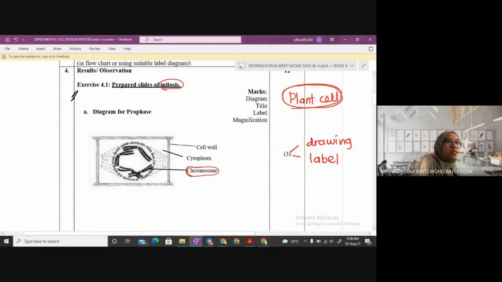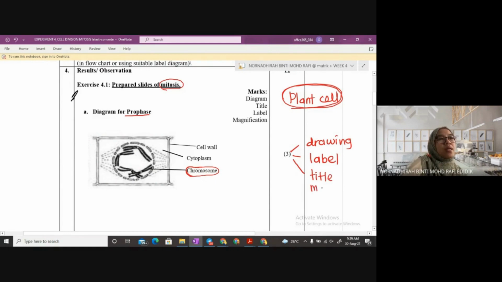Macam mana awak nak tahu the behavior of the chromosome? This is prophase. Awak boleh refer dalam buku SPM, saya tak ada masalah. Awak kalau nak lukis based on your tutorial book, lagi saya suka. Tutorial book adalah reference utama awak boleh tengok. Kalau awak cari internet pun tak ada masalah. As long as awak buat, it is plant cell and it is under prophase. So the third mark given is apa? Title.